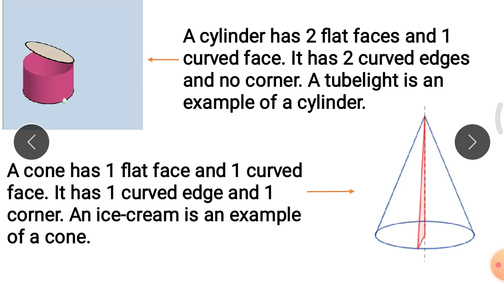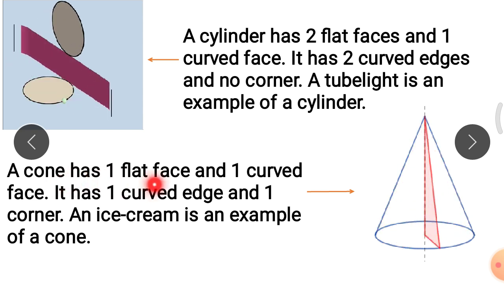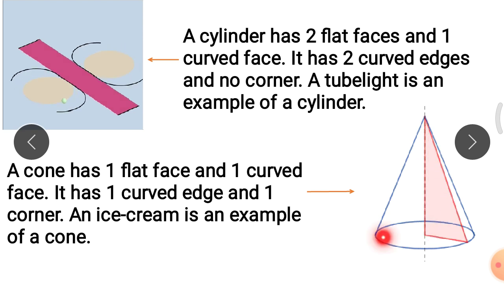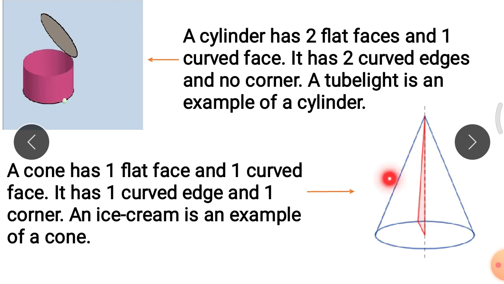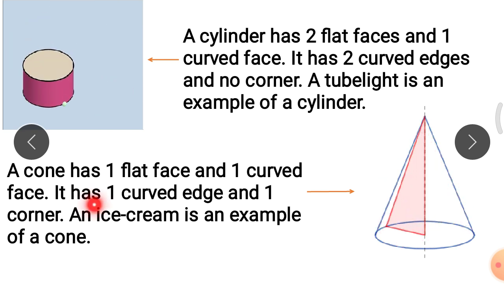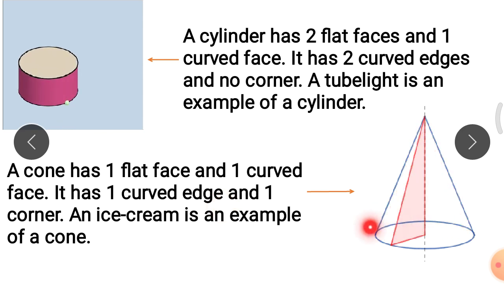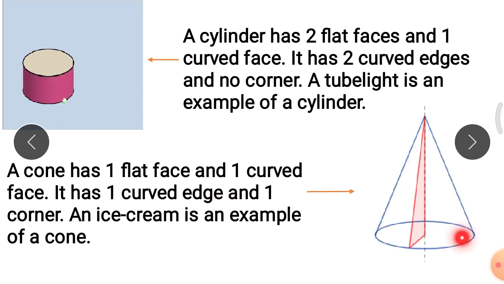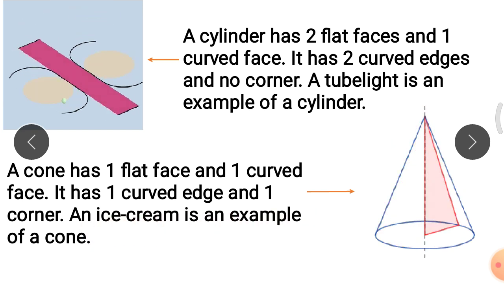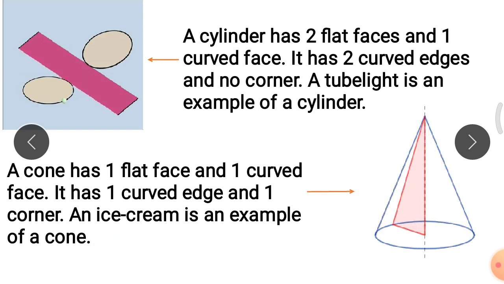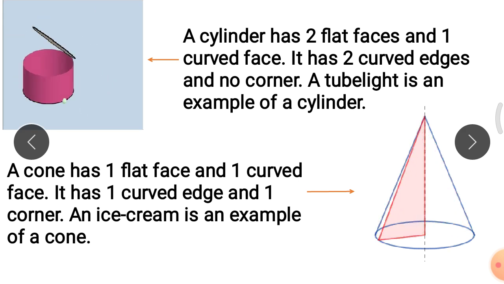Next one is cone. A cone has one flat face. So this is one flat face below, down one. One flat face and one curved face. See, this is rotating. One curved face. It has one curved edge. This is edge, the corner one. One curved edge and one corner. See, one corner it has. And ice cream is an example of a cone. Okay, when you see an ice cream cone, you will understand that it is the example of a cone.